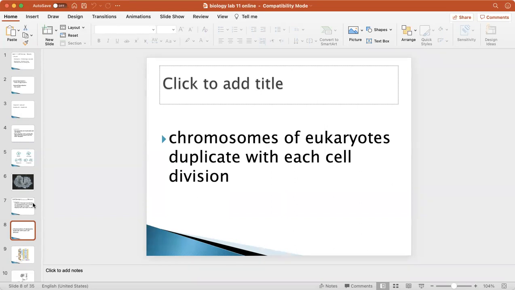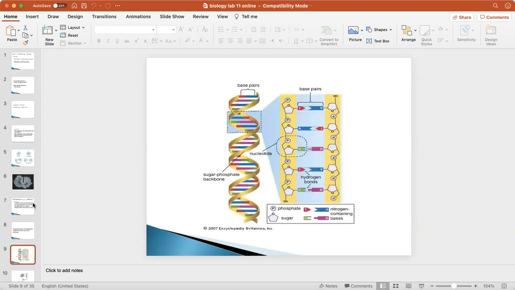The chromosomes of eukaryotes, those are complex cells, will duplicate or replicate, so make another copy of them, with each cell division. And this is a look at your DNA. Your chromosomes are made up of DNA, which is your genetic material. DNA is made when the two wound ends of the sugar phosphate backbone are connected together with what we call base pairs. These base pairs are always complementary. For example, thymine always pairs with adenine, and guanine always pairs with cytosine. You can see here how these base pairs are connected with hydrogen bonds.